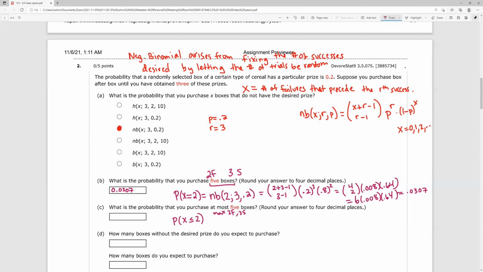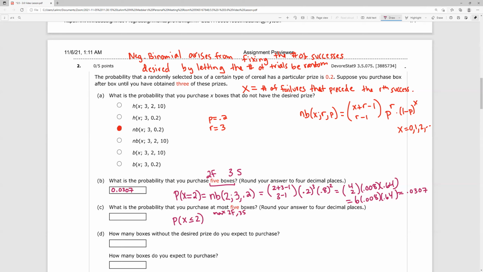So the options here are, you got 5 boxes, which means 2 failures, 3 successes, or you got 4 boxes, which would be 3 successes, 1 failure, or you got 3 boxes only, which means all 3 were successes, because you have to have that third success to stop drawing boxes. So that's why it's less than or equal to 2.